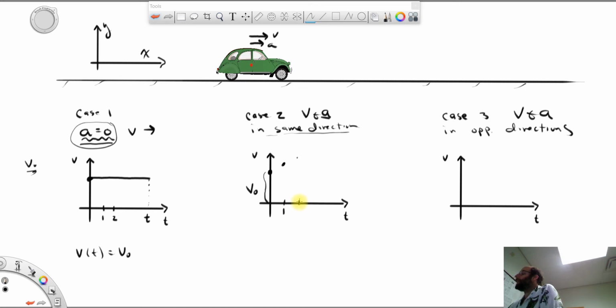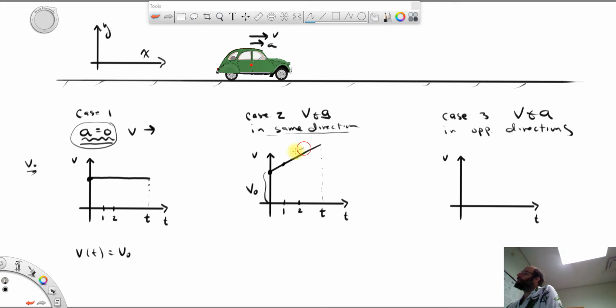Now what we're going to do here, again, like I mentioned before, is stop this at some arbitrary time. Rather than calling it 3 seconds, 4 seconds, 5 seconds, we're just going to call it t.